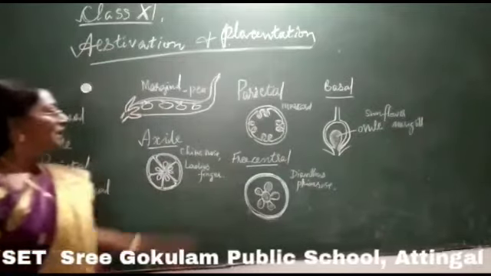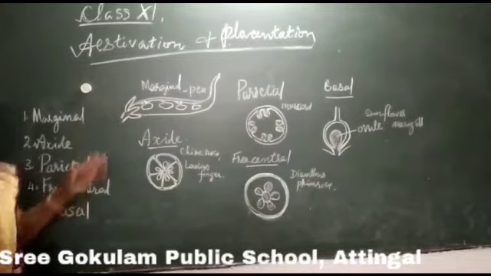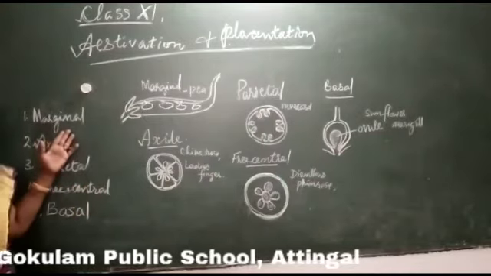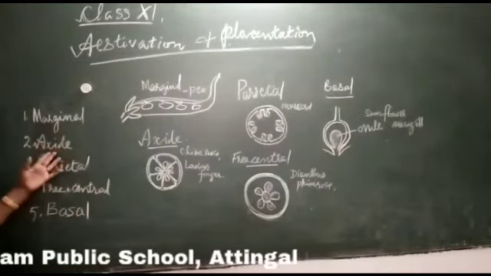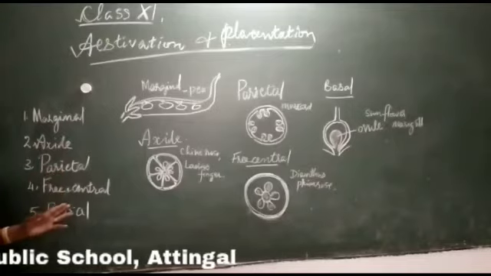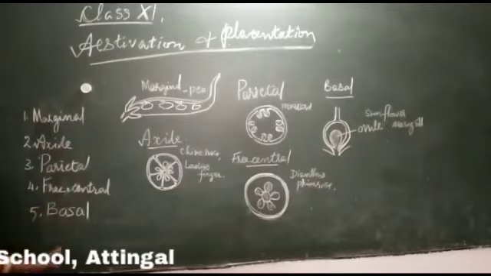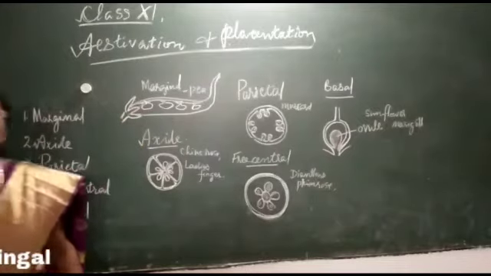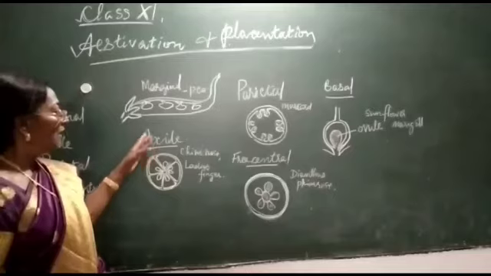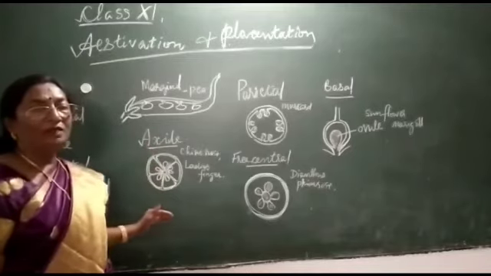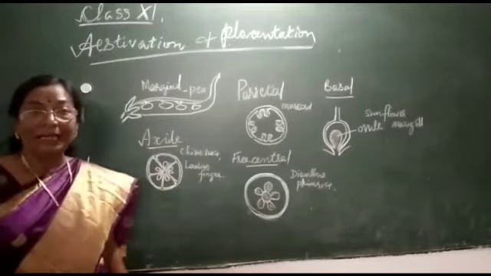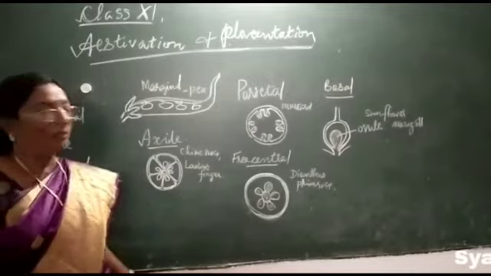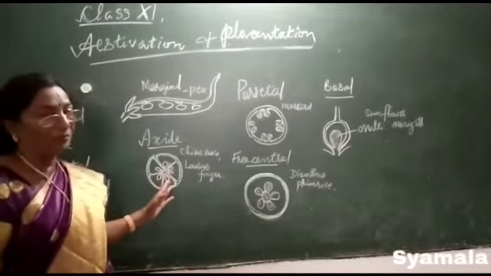Thus we can see the different types of placentation are marginal placentation, axial placentation, parietal placentation, free-central, and basal. In marginal placentation, the ovules are arranged on the ventral suture, and in axial placentation the ovules are arranged on the central axis, which is partitioned by the septa.